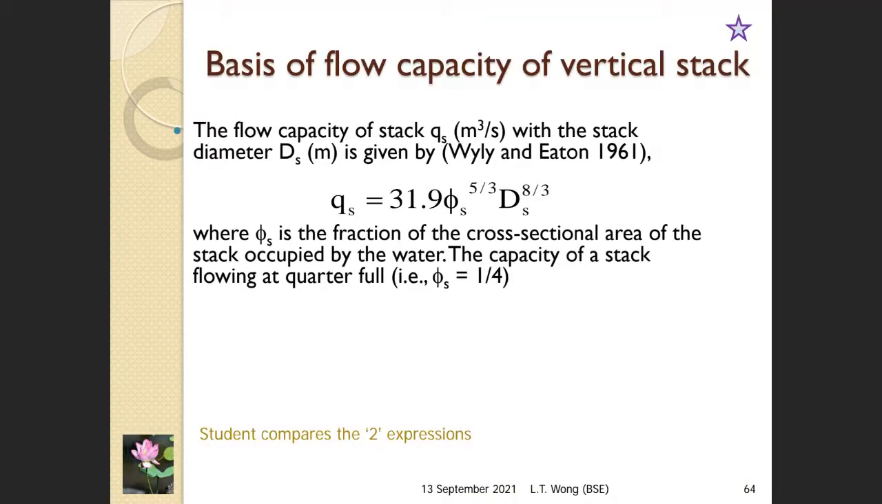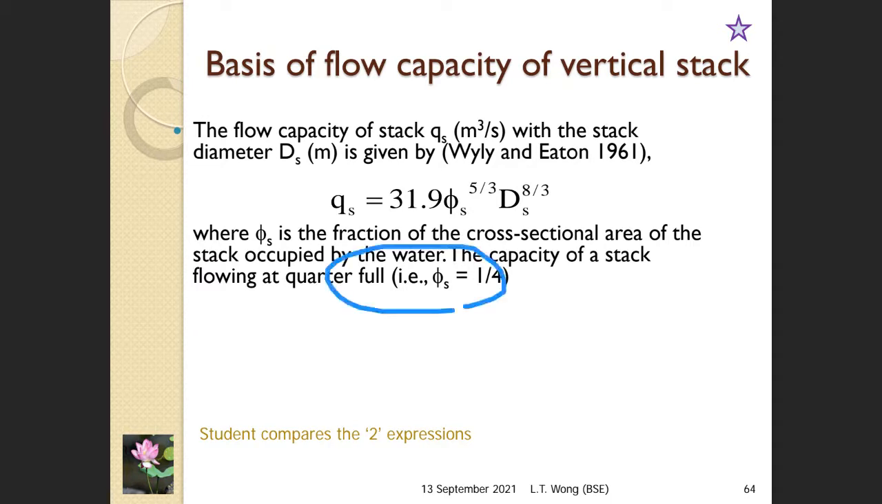Now the next slide is talking about the capacity. The capacity means how much water a stack can handle. When a stack is handling an amount of water, not necessarily talking about the flow capacity, but the flow capacity will be associated with the pressure generation. So in there, for the capacity, we will have a term such as a quarter full flow.